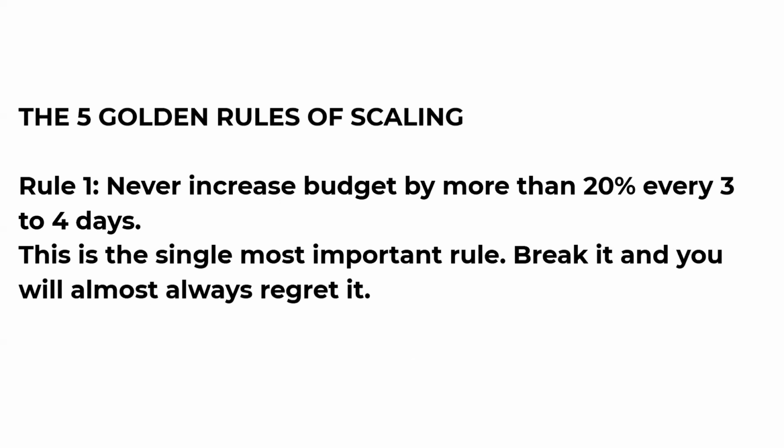So this is what horizontal scaling means in practice. I'm going to show you now the 5 golden rules of scaling. Number one, never increase budget by more than 20% every 3 or 4 days. This is the single most important rule. If you break it, you will almost always regret it, because at the end of the day, even if your campaign is running, after 2 days, you now see that the campaign is already destroying itself, the cost per result is going up, you are no longer getting results, you wait all day, leads will not come in, sales will not come in, you are wondering what you did wrong. Well, it's because you are in a hurry. You went and increased more than 20%.